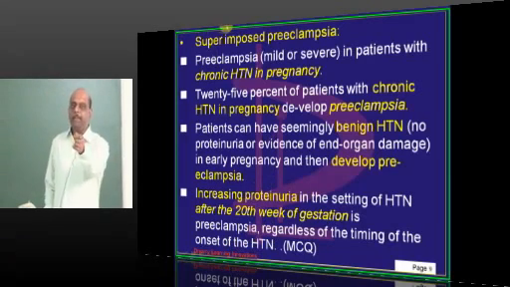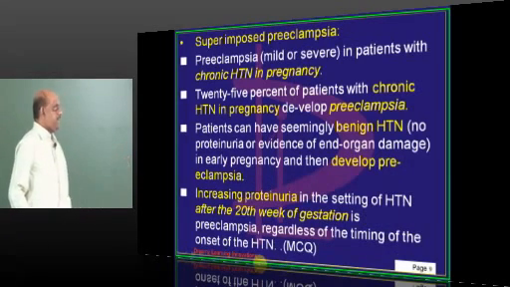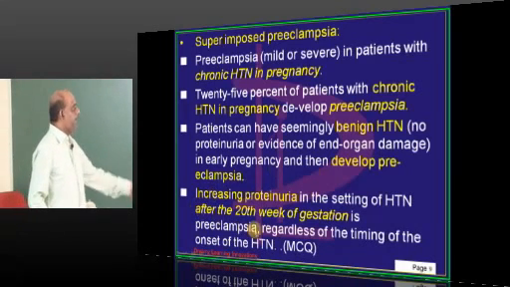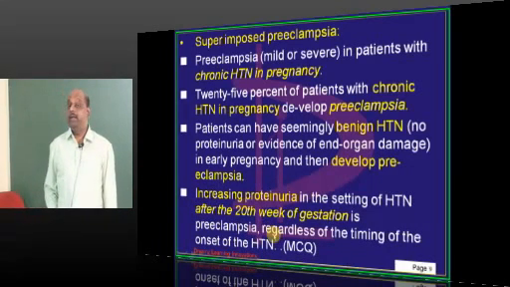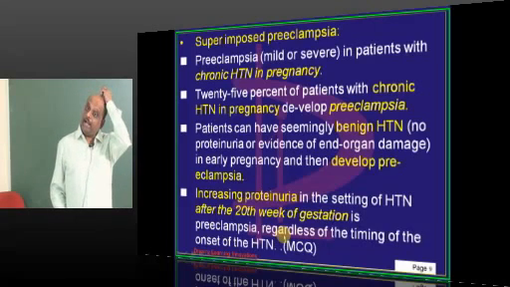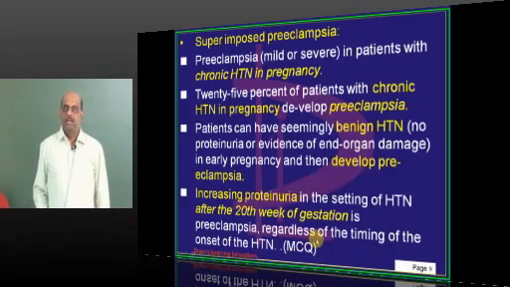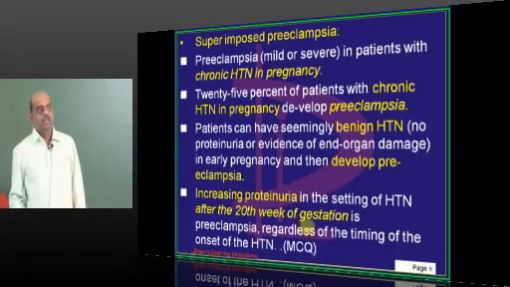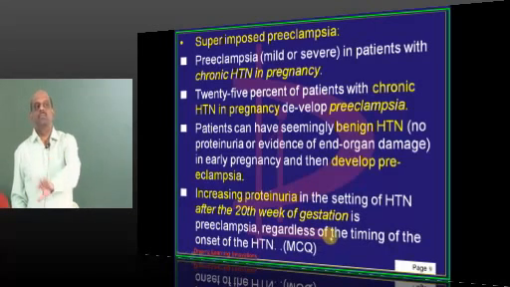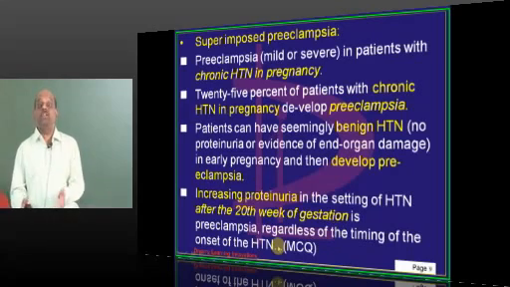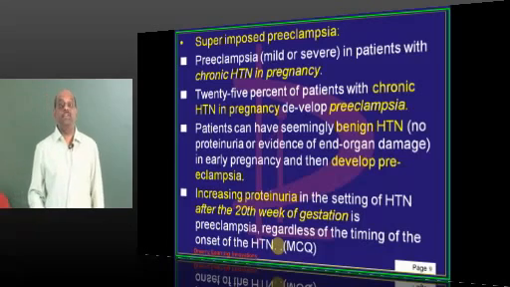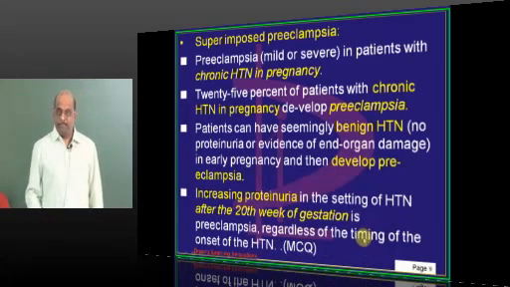So any increasing proteinuria after the 20th week of gestation becomes preeclampsia, and when the hypertension started doesn't matter. If it is a hypertension started before 20th week, then you consider it as a preeclampsia superimposed on chronic hypertension. If the hypertension occurs after 20th week, in a case with proteinuria it is essential to call it preeclampsia. Only hypertension is not sufficient to be called preeclampsia.